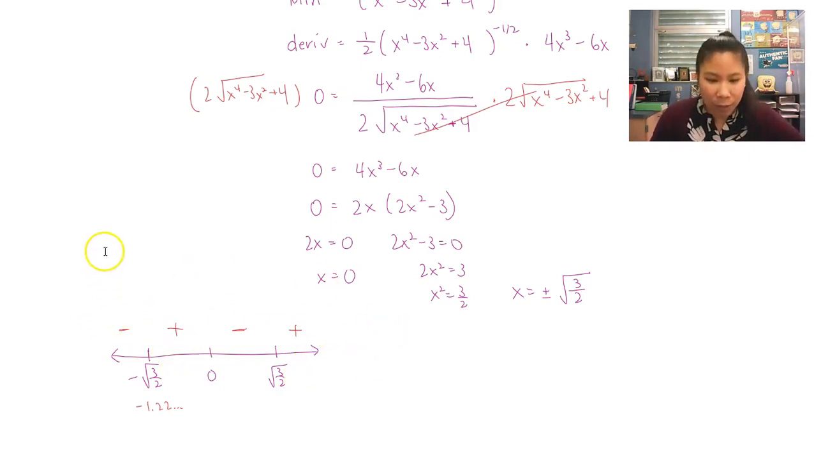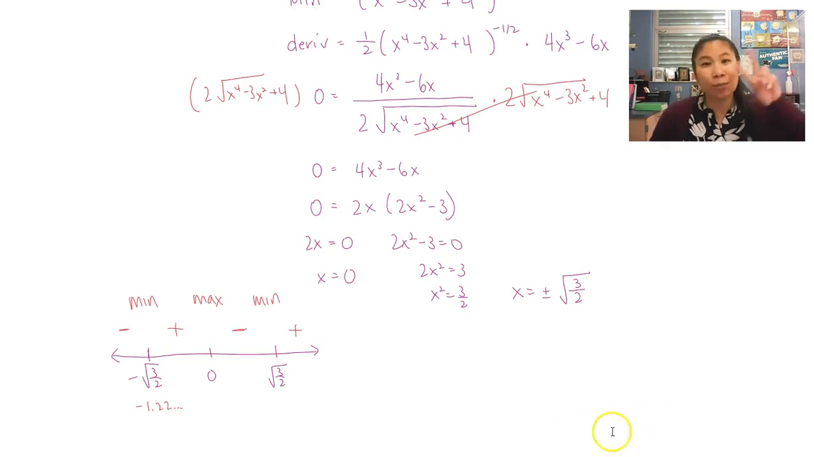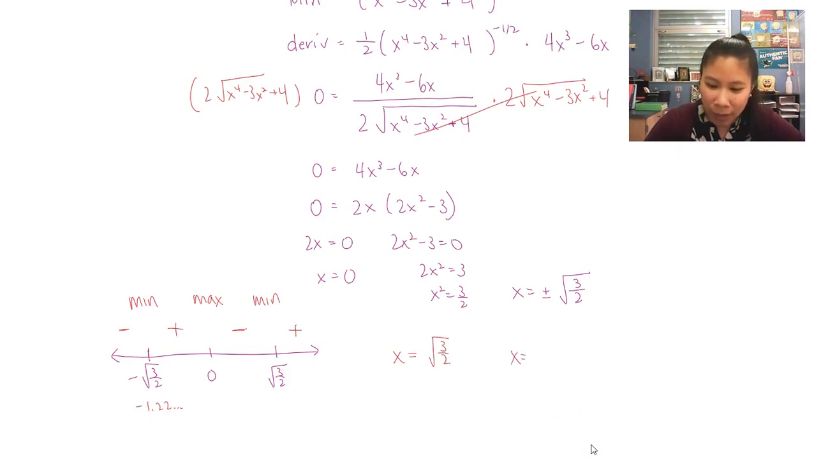So that means if I'm decreasing, then increasing here at x equals negative square root of 3 over 2, this would make this a min. Increasing then decreasing would make x equals 0 a max, and then decreasing to increasing would make this critical value a min. So since we are trying to minimize our distance, we actually end up with 2 here. So we know it's going to be a minimum when x equals root 3 over 2, and when x equals negative root 3 over 2.